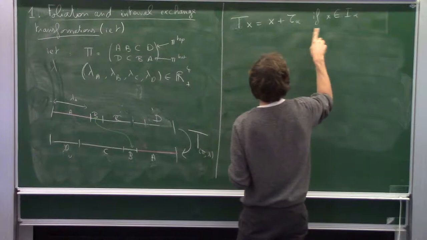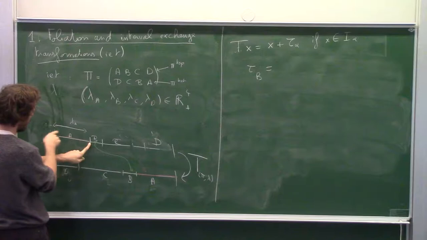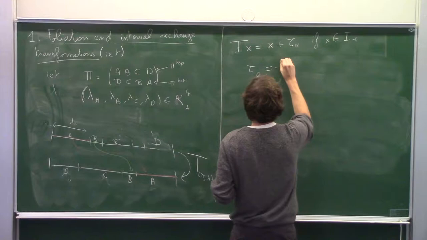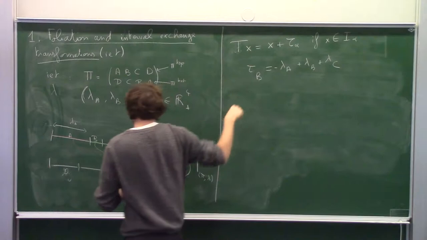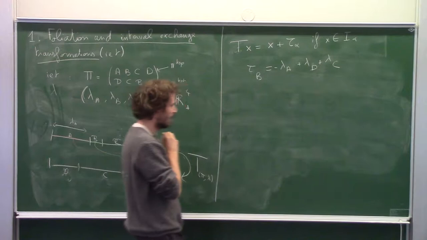So let me just do an example. What is tau B? You need to know the translation here. It's just minus lambda A plus lambda D plus lambda C. So minus lambda A plus lambda D plus lambda C. Then you can work out the other cases. D, right? Who is D? Oh yes, thank you. The plus B is a D. Yes, indeed.